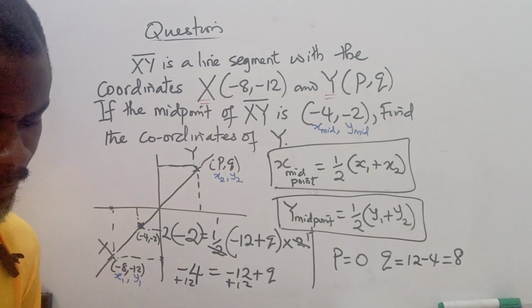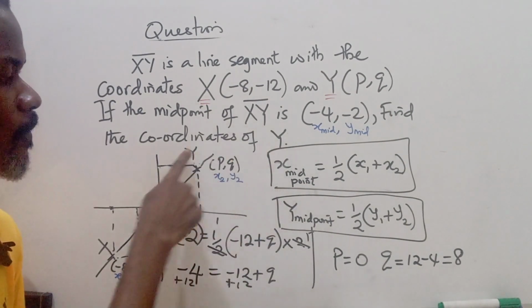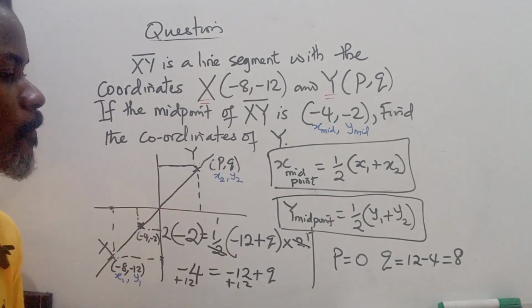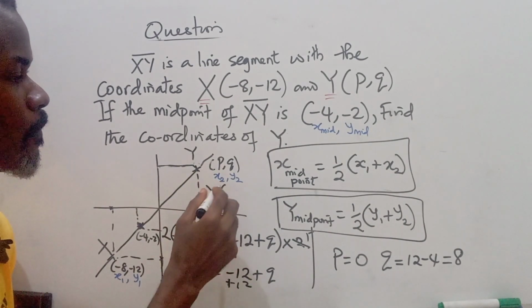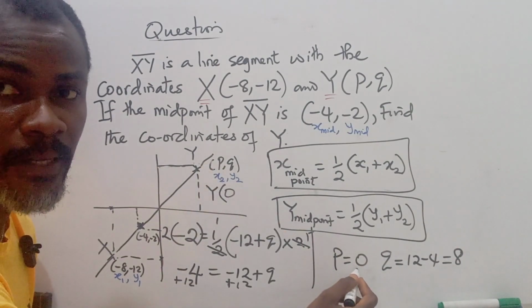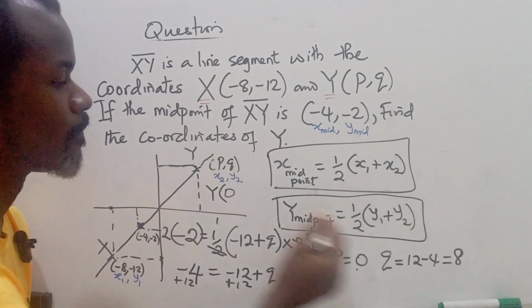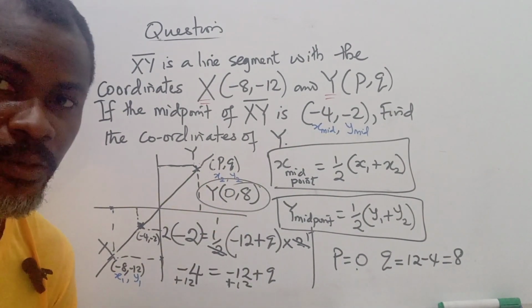Alright. So the coordinates of Y, which is P and Q, are what? For P we have 0 that we got, and our Q is 8. So this gives us the solution to this problem.